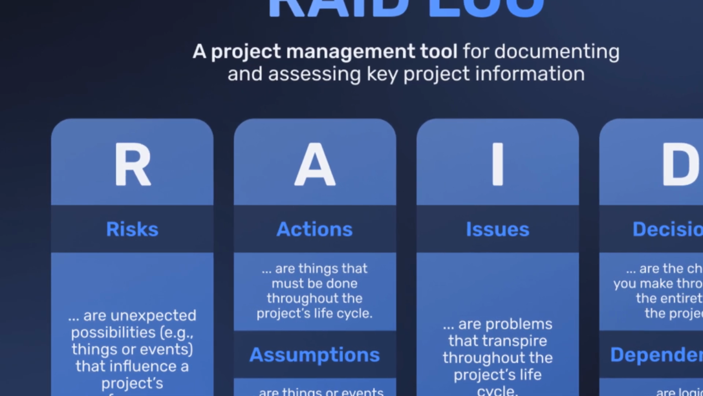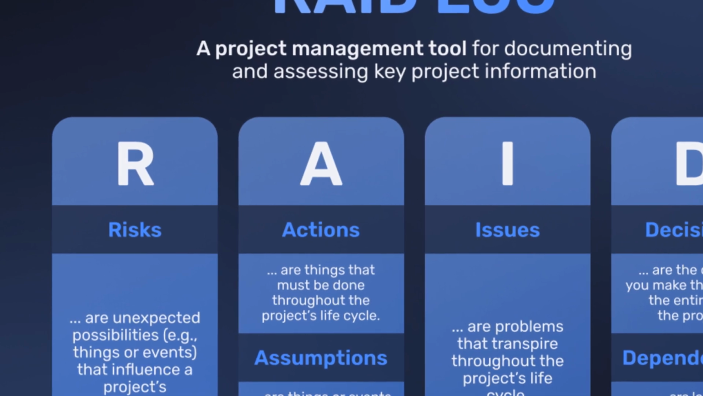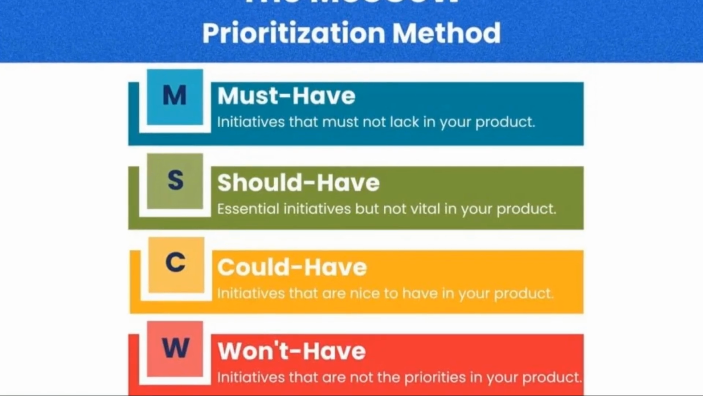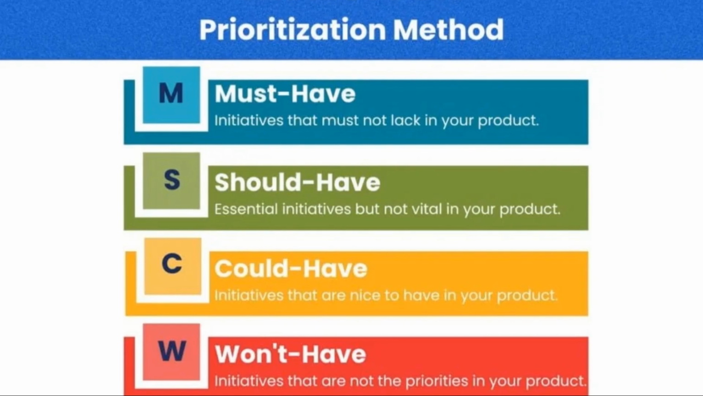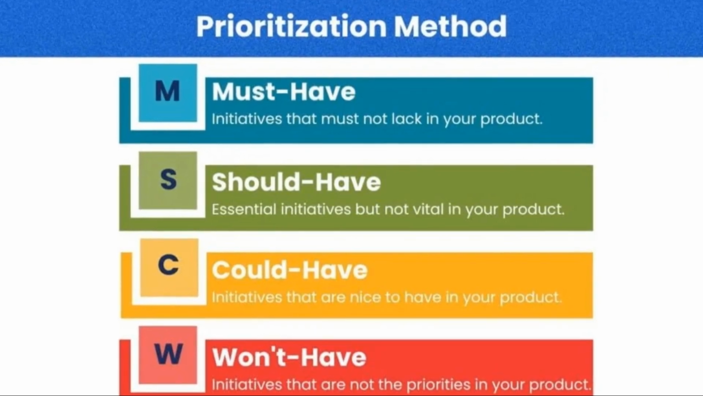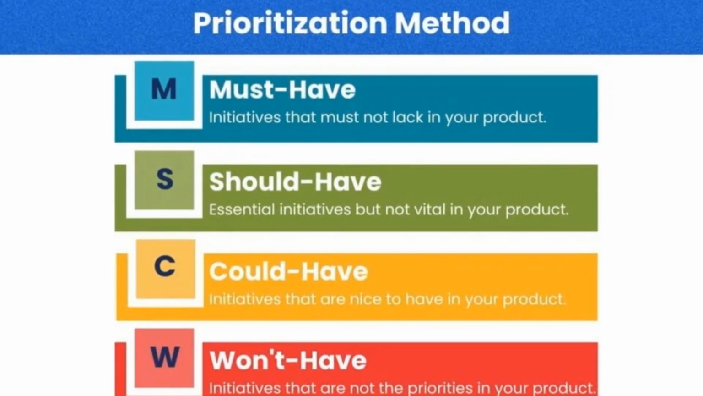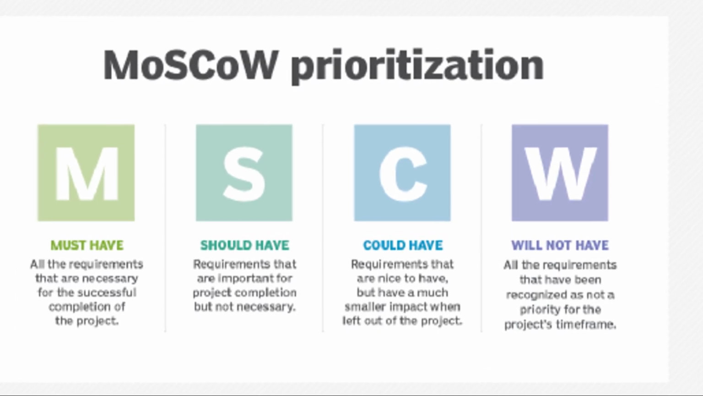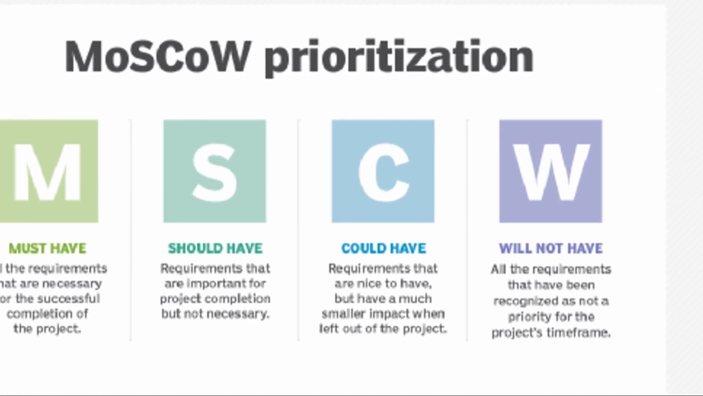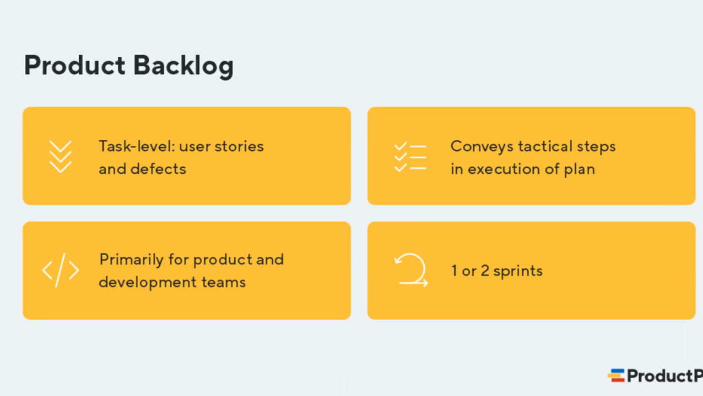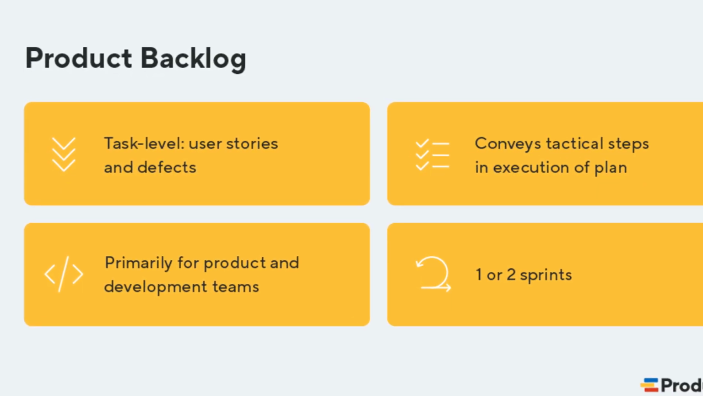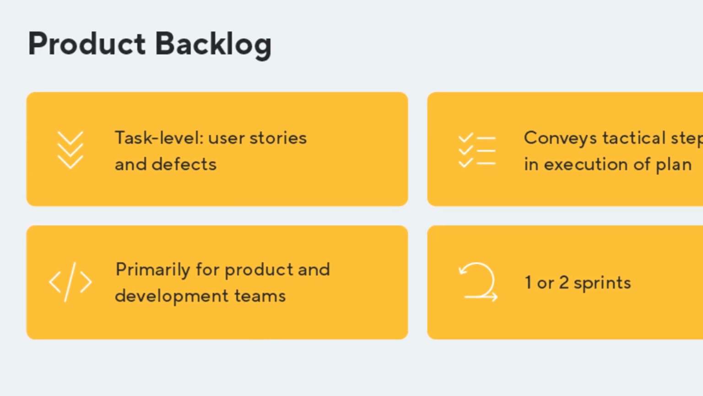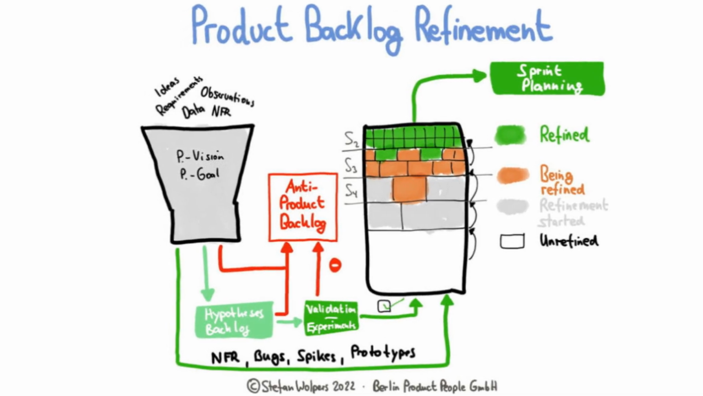You likely have a wish list for your dream kitchen that stretches beyond your budget. This is where prioritization comes in. You might use Moscow prioritization to categorize features as must-have, functional sink, should-have, dishwasher, could-have, wine fridge, and won't-have for now, built-in coffee machine. Your list of tasks yet to be done is your backlog, and regularly reviewing and refining this list, ensuring it's still aligned with your goals and priorities, is backlog refinement.